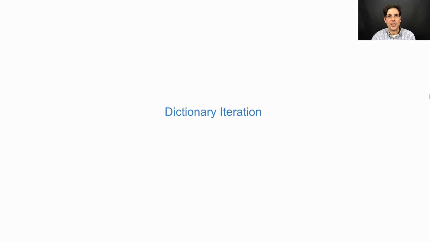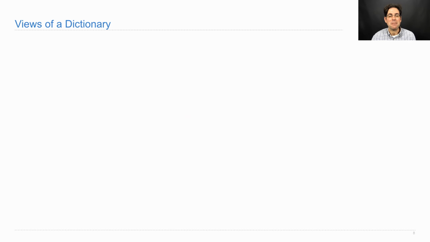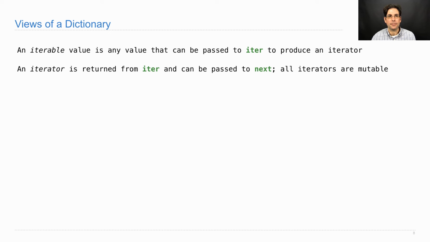Let's talk about dictionary iteration. You can get multiple views of the contents of a dictionary, which are different objects that are all iterable. An iterable value is any value that can be passed to iter, the built-in function, to produce an iterator. And an iterator is returned from iter and can be passed to the built-in next function.